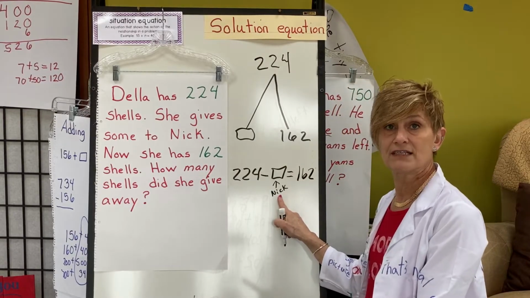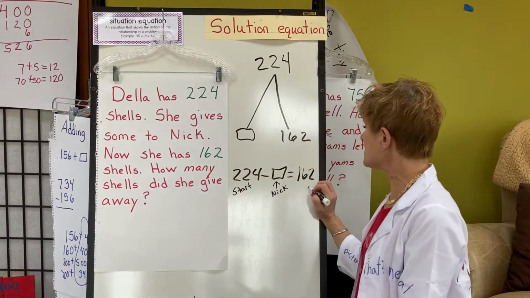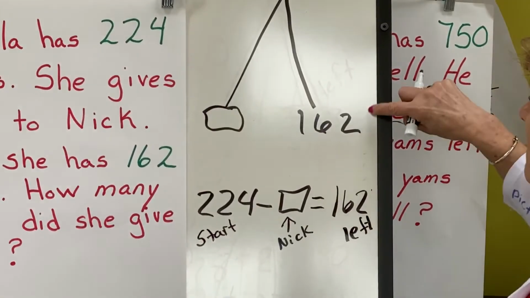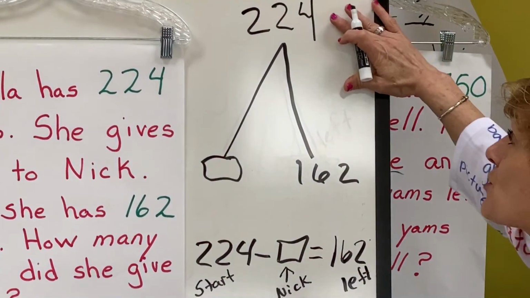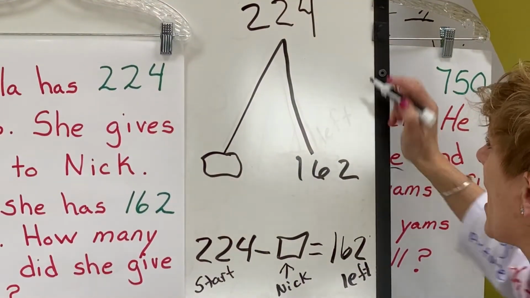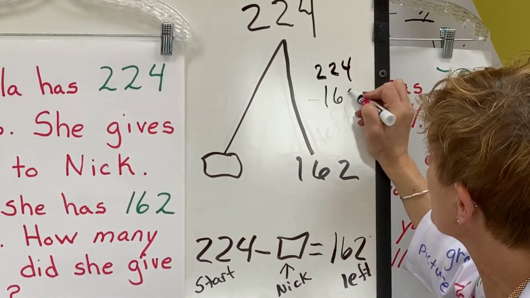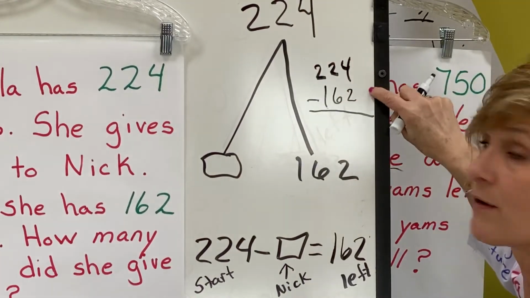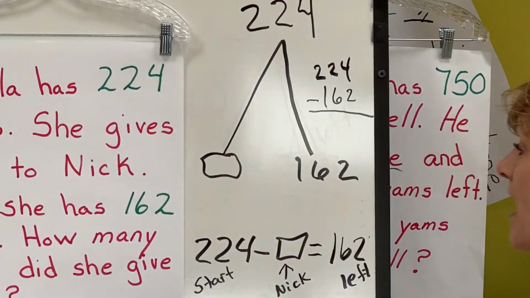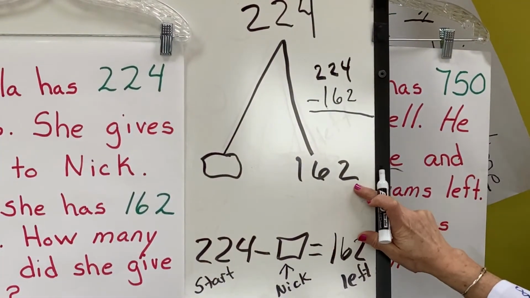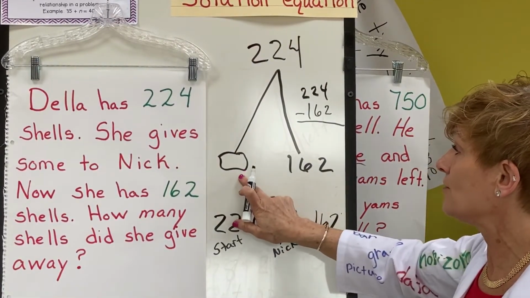What did she give to Nick? This is what she started with. And this is what is left. My Math Mountain lets me know what kind of an action I could do. I could subtract from this number. I could go 224 take away 162. I could do that, friends, if I wanted to. But since we're practicing the adding up method, let's try it with that method. I'm going to take that 162, I'm going to add up to find the unknown add-in.